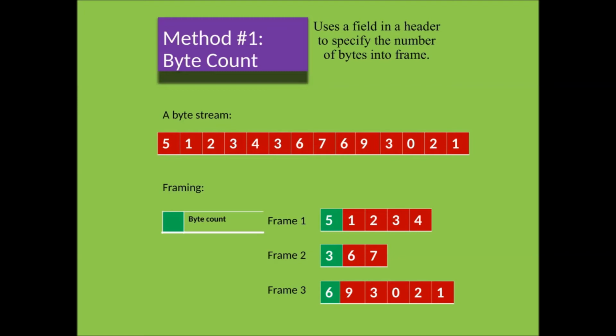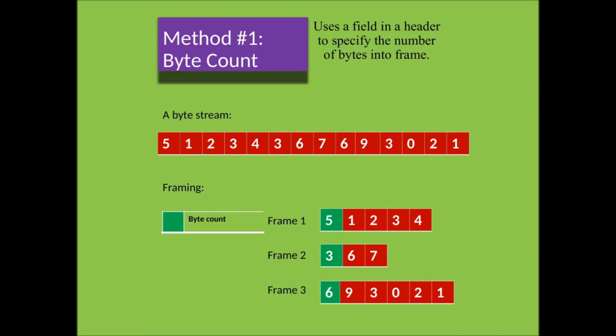Method number one, byte count. Use a field in a header to specify the number of bytes in a frame. Let's suppose there are 5, 6, 7, 10 bytes. Bytes will be counted and the number of bytes will be shown in the header, and this method is called byte count. Dear students, you can see a byte stream 5, 1, 2, 3, 4, 3, 6, 7, 6, 9, 3, 0, 2, 1. So these are different bytes.